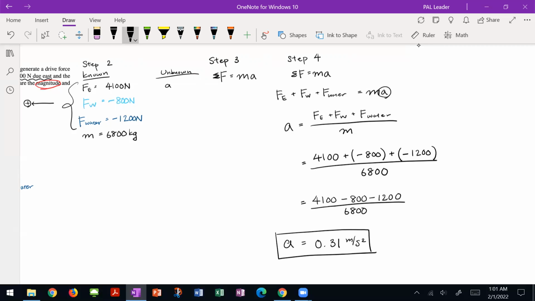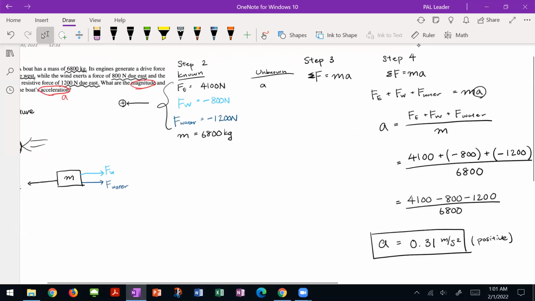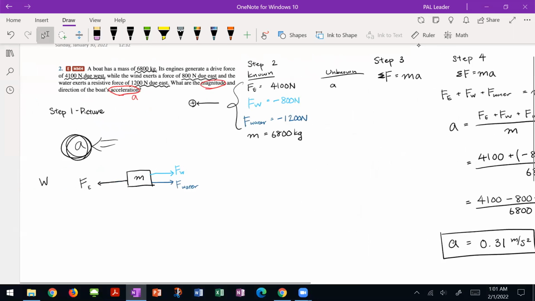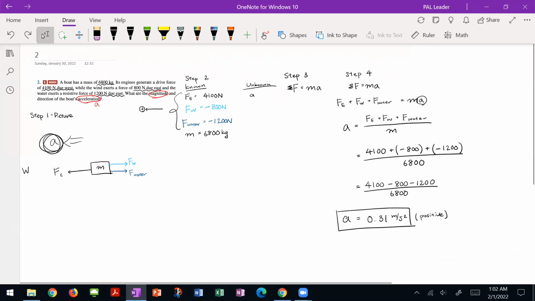This is a positive number, right? It's positive, which tells us that we actually are going left. There's a chance that we might get a negative here, and then maybe we were actually going this way. But in this case, we were going west. West was our positive, so that is the beginning of using F equals ma.